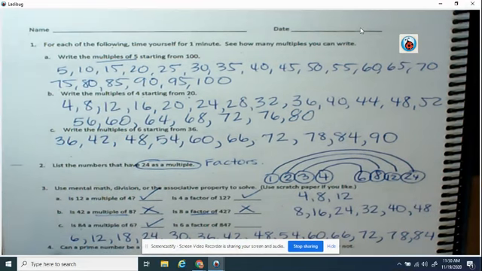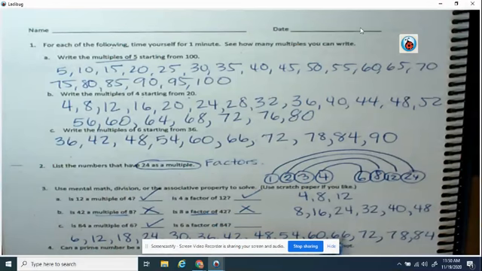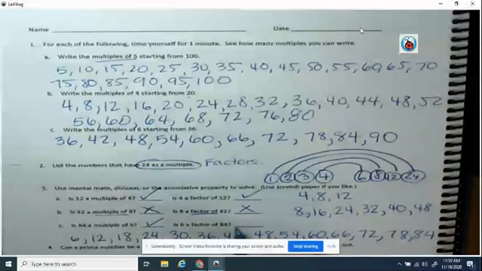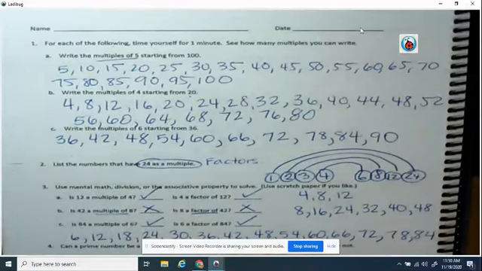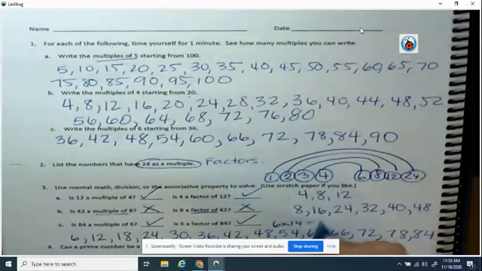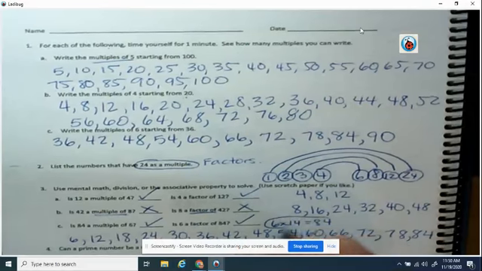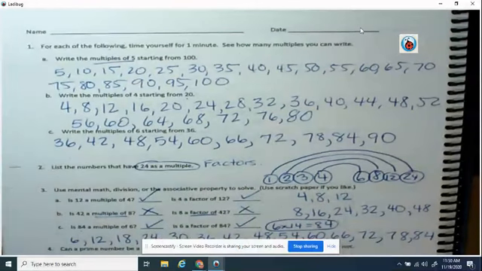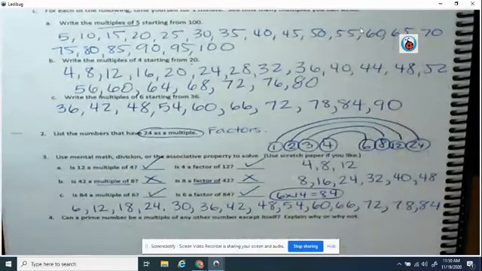How many does it take? 1, 2, 3, 4, 5, 6, 7, 8, 9, 10, 11, 12, 13, 14. It takes 14. So 6 is a factor. The factor pair here would be 6 times 14 equals 84. And if I counted by sixes, I'm eventually going to say 84.